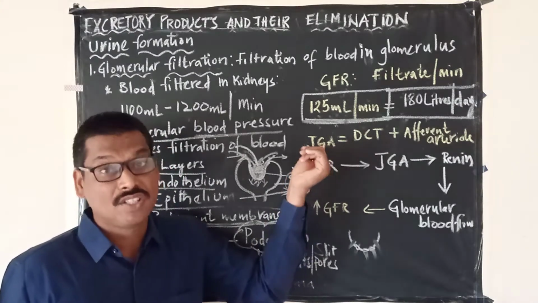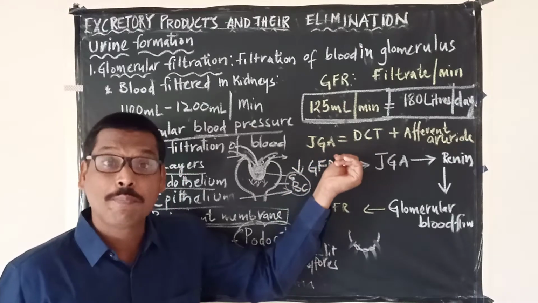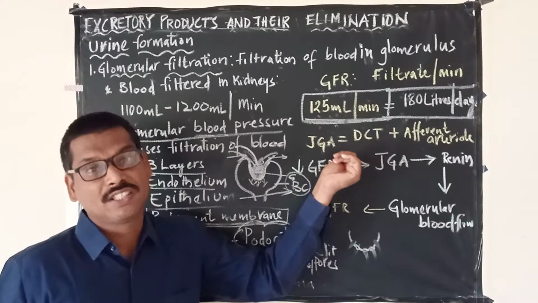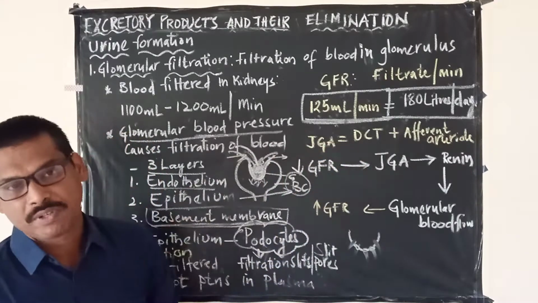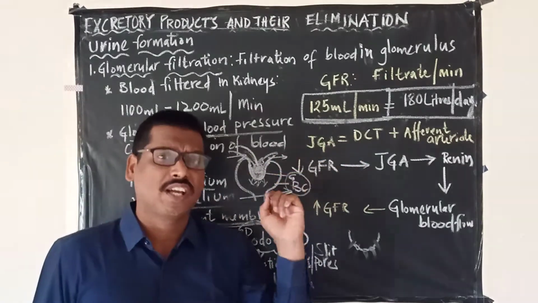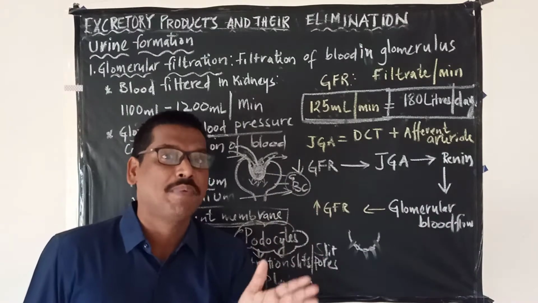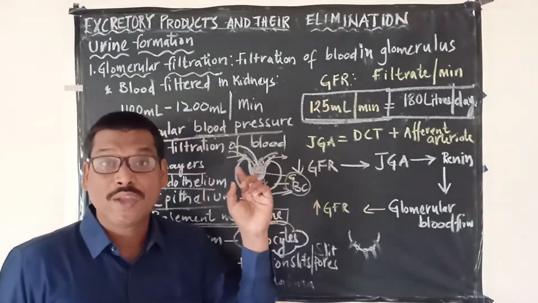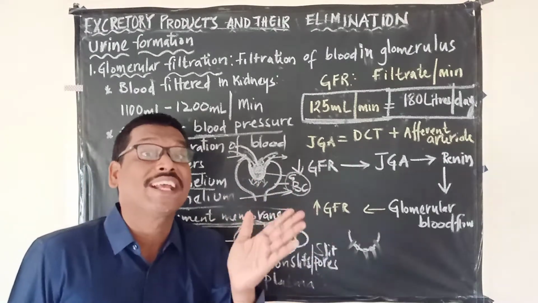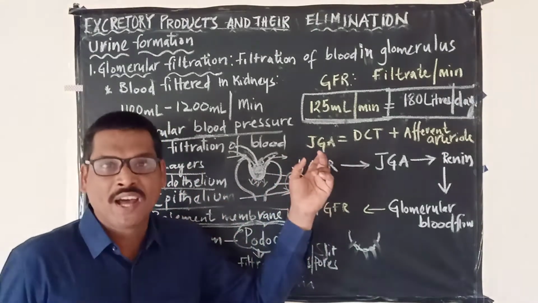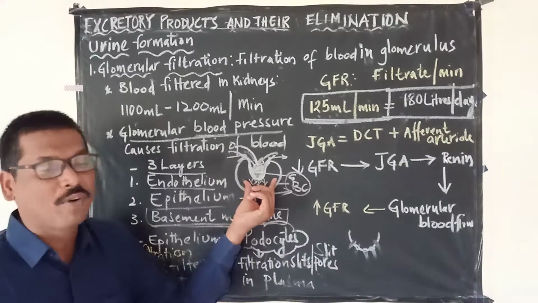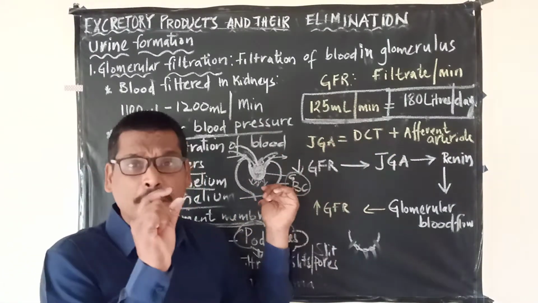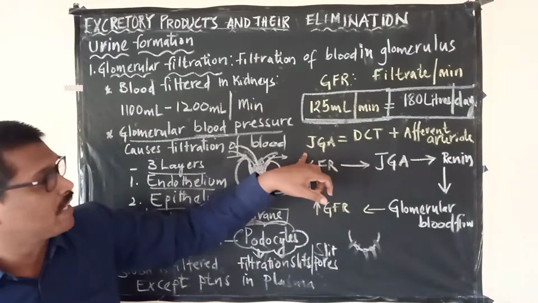Here I am using a short word: juxtaglomerular apparatus, JGA in short. What is this JGA? Juxta means near to, nearby, or next to. Next to the glomerular apparatus there is one particular area that we call the juxtaglomerular apparatus.